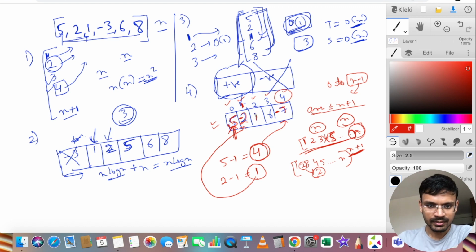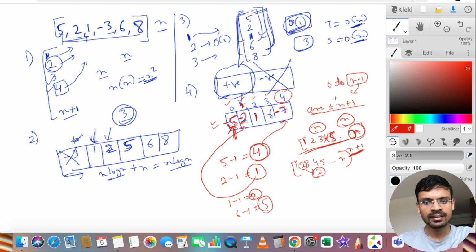Now I come to this 1, so it would be 1 minus 1, which is 0. So I go to the 0th index and mark the element as negative, which is minus 5. Now I go to this 6. So 6 minus 1 is 5. It is greater than the size of the array. So basically I can't mark it as negative because it is exceeding the length of the array.